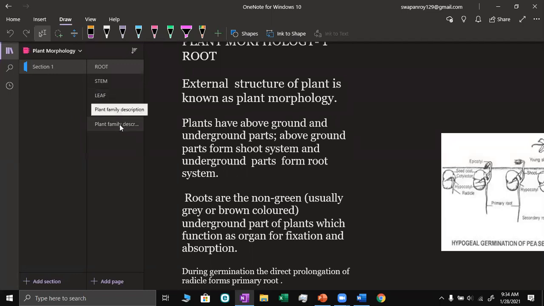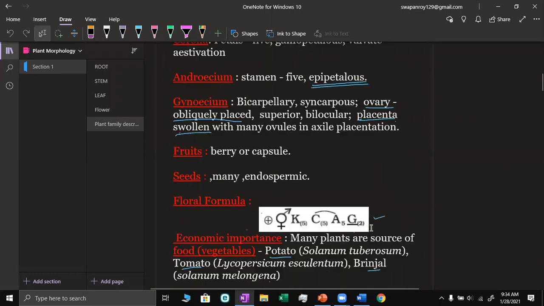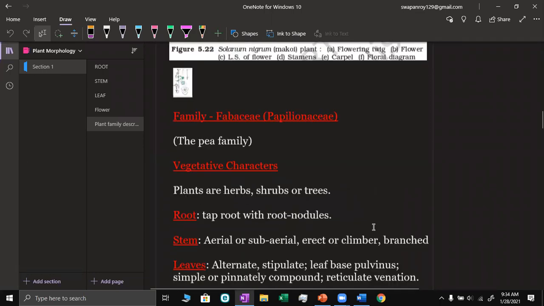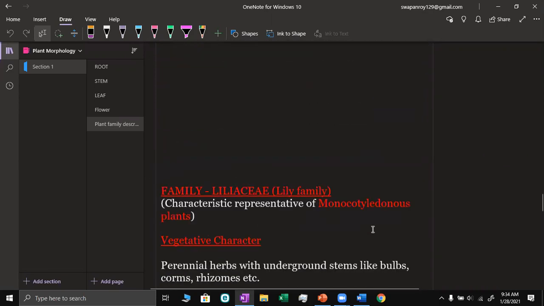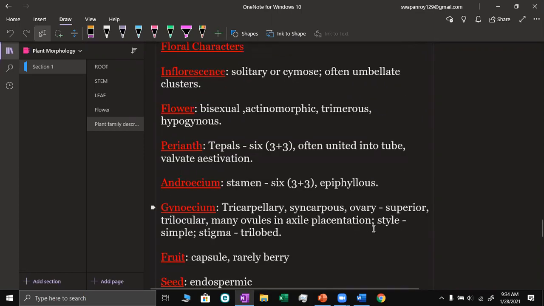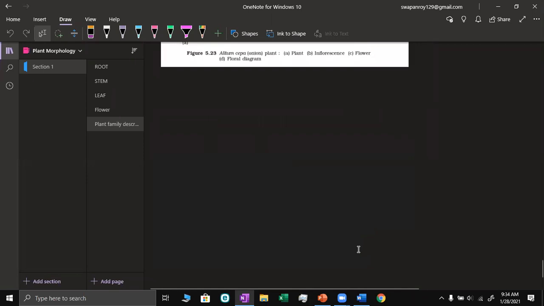From the plant morphology family? Is there anything from the entire plant family, plant morphology portion? No. Then we'll start.